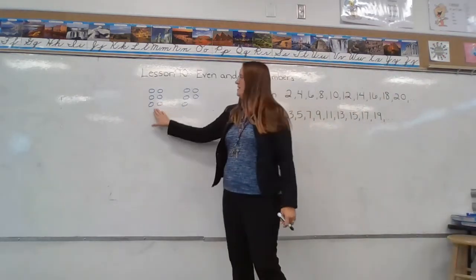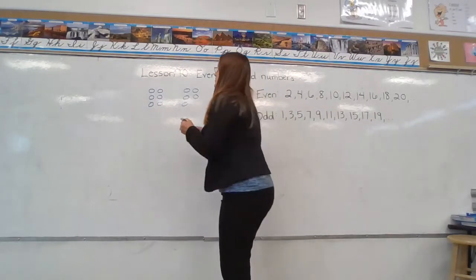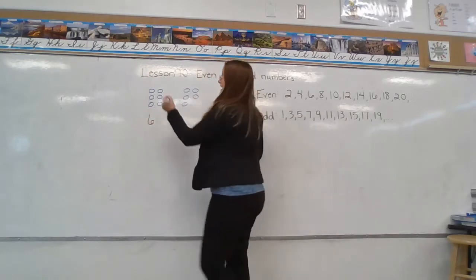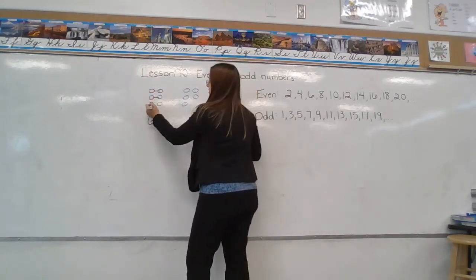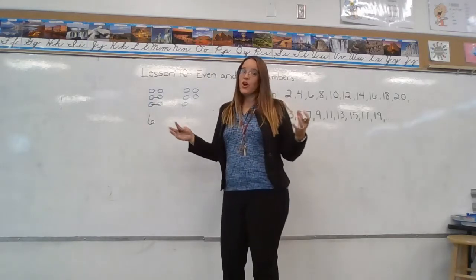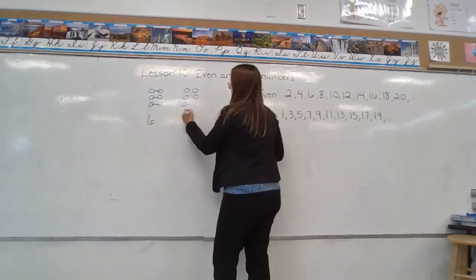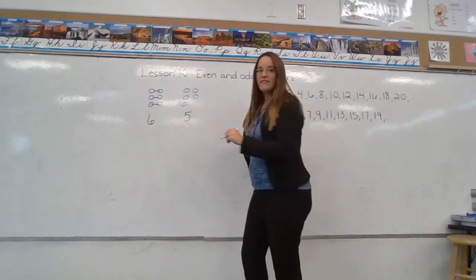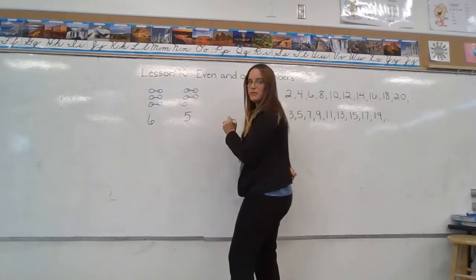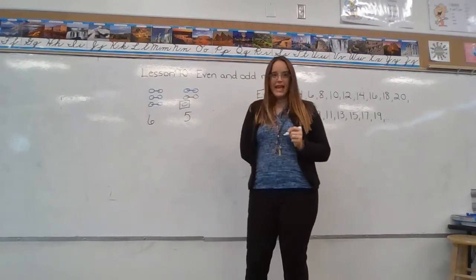I have a set of 6 circles here on the board. So you can see with my 6 circles here that each of them has a partner. I can partner them up just like that, and there is no odd man out. Versus my 5 circles here, if I try to partner them up, these two have a partner, these two have a partner, but this guy right here is our odd man out.